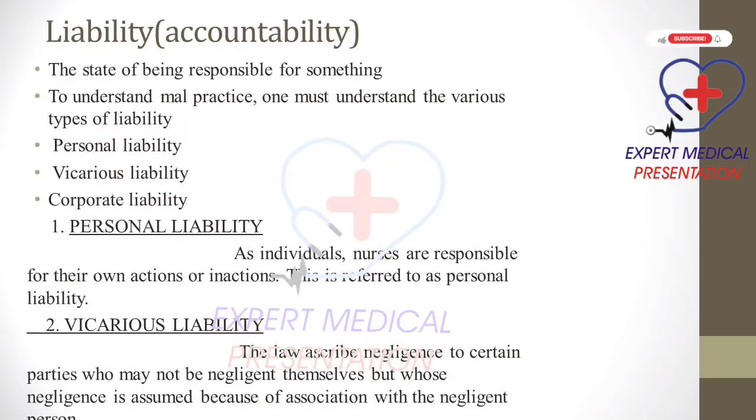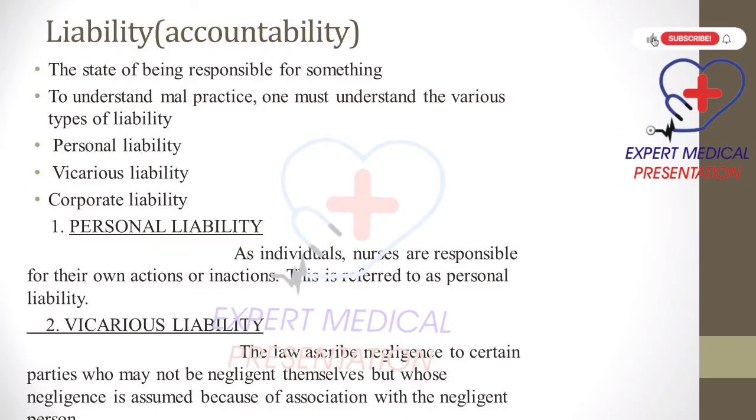Liability, accountability: the state of being responsible for something. To understand malpractice, one must understand the various types of liability: personal liability, vicarious liability, and corporate liability.